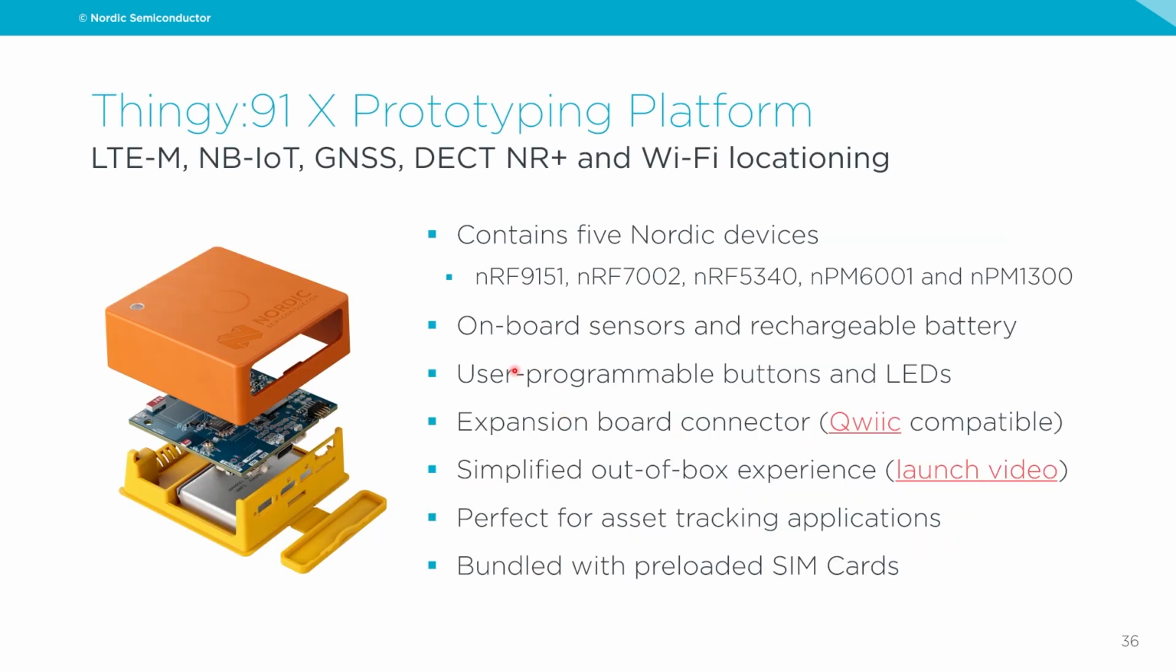Yep, so the Thingy:91 X prototyping platform. This supports LTE-M, NB-IoT, GNSS, DECT NR+, and Wi-Fi locationing. So it contains 5 Nordic devices. The nRF9151 is the centerpiece of this prototyping platform.